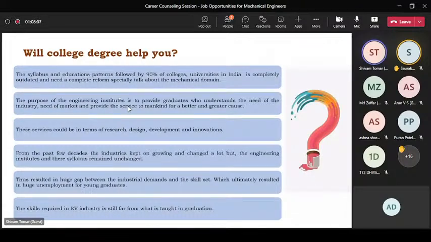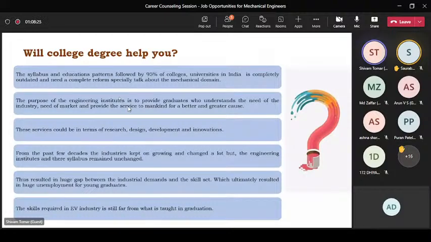During the industrial revolutions, industry 2.0 and industry 3.0, industry 2.0 was the time period when steam engines were designed, right? Industries were setting up. So at that time, what was the demand of the industry that was taught in the colleges?